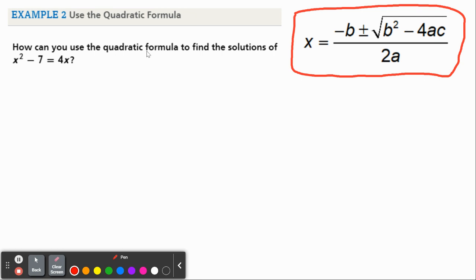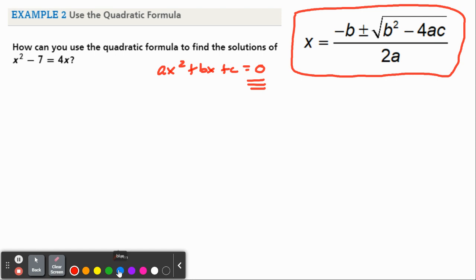First off, you need to make sure your equation fits this mold: ax squared plus bx plus c equals 0. This equals 0, just like when we did factoring, is so important. So make sure it says equals 0. Once you have that, you can identify a, b, and c, plug them in, and go.